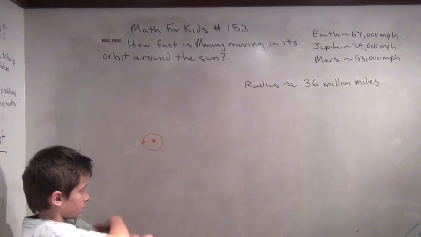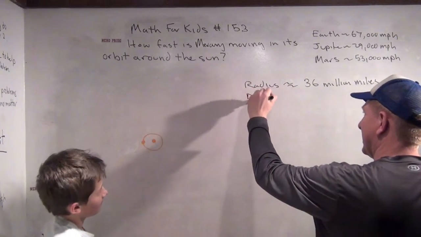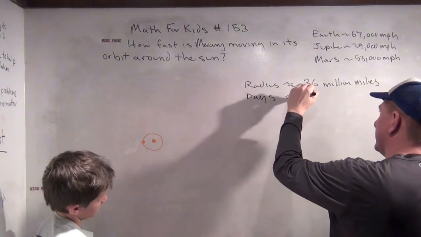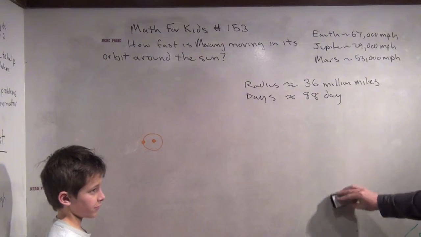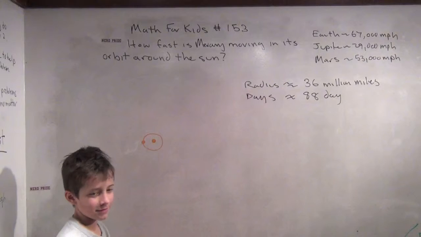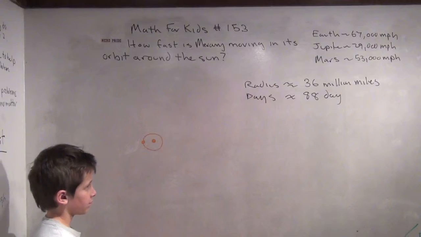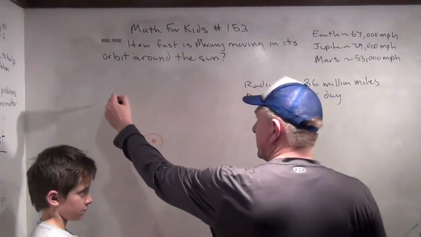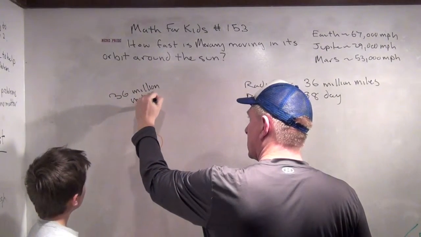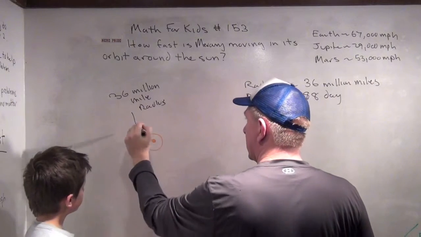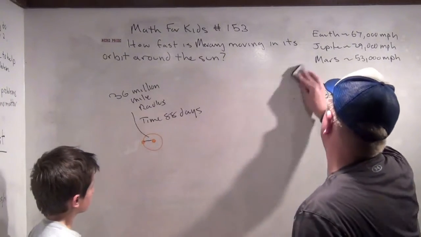And do you know how many days it takes Mercury to go around the Sun? 88. How did you know that? I read it. That's right. See, I don't have to look all this stuff up. So it takes 88 Earth days to go around the Sun. Not Mercury days. I don't know how many Mercury days it takes to go around the Sun. All right, so the radius is 36 million miles, and the time is 88 days.